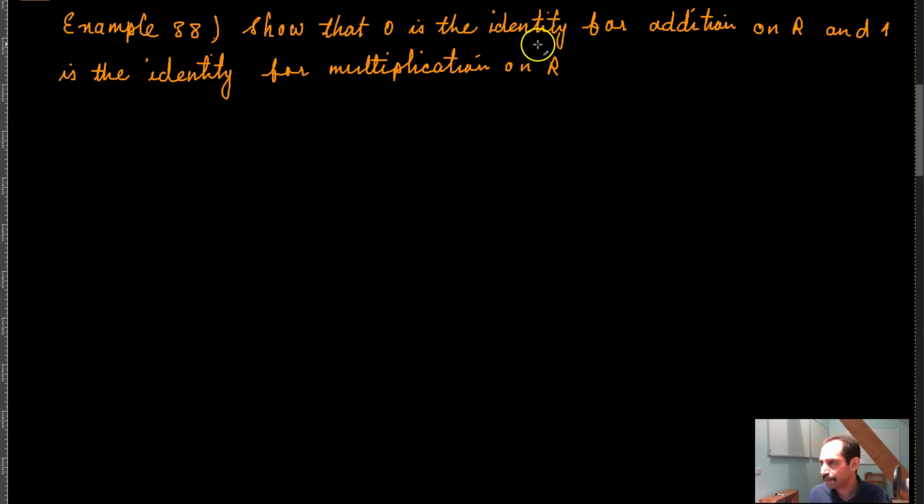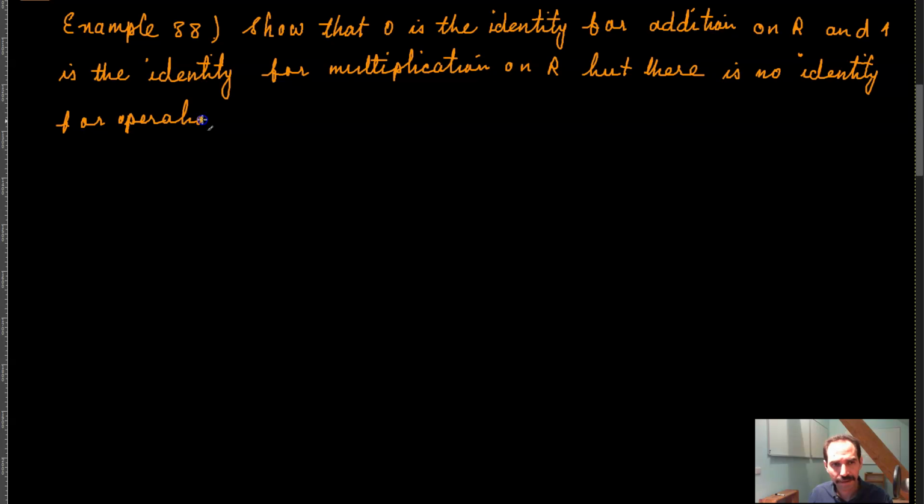But there is no identity element for the operations subtraction as a binary operation on R, and division as a binary operation on R.